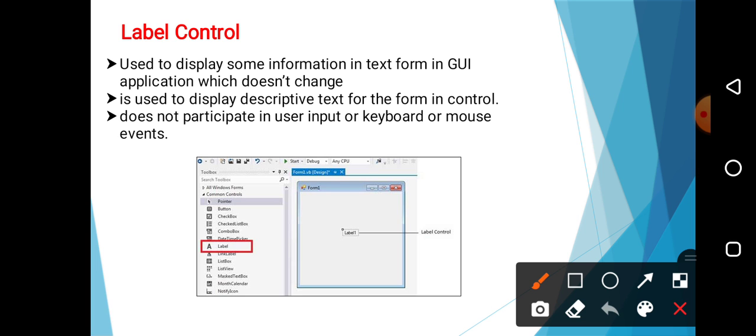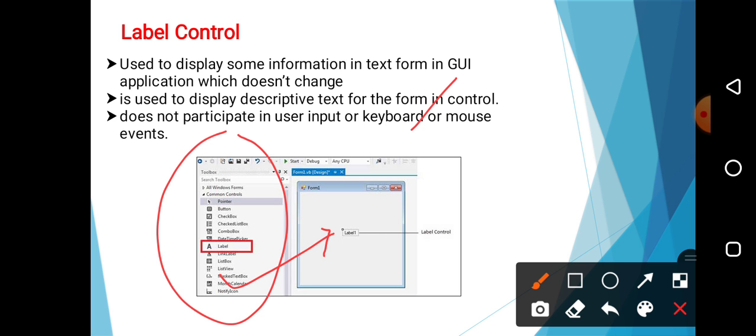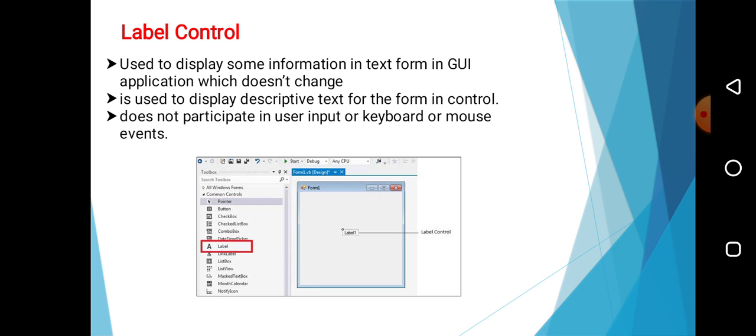So it is used to display some information in text form which does not change. It is used to display the descriptive text and does not participate in user input, keyboard or mouse events. As I said before, all the controls you are taking just using drag and drop operation. All form controls are available in the toolbox. So this is all about the label control.